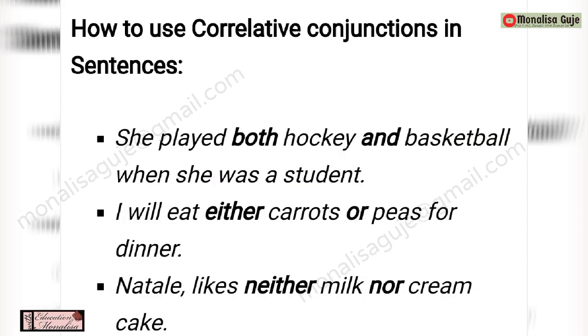Great. Now exercise number 2. How to use correlative conjunctions in sentences. So correlative are two words together, right? She played both hockey and basketball when she was a student. I will eat either carrot or peas for dinner. Natalie likes neither milk nor cake. So you can copy this. After you complete this, go to the next one.